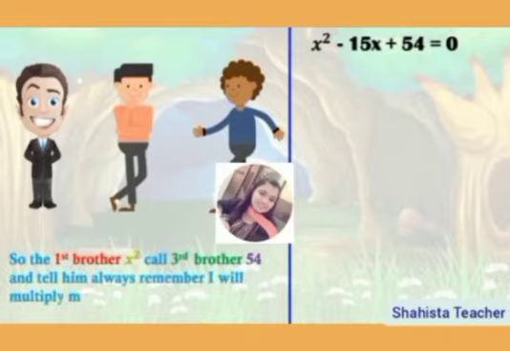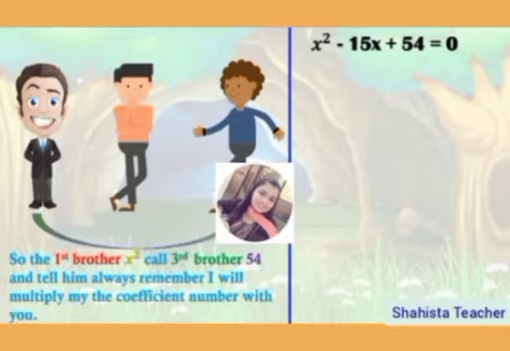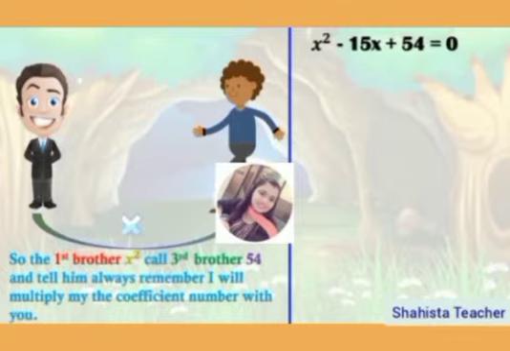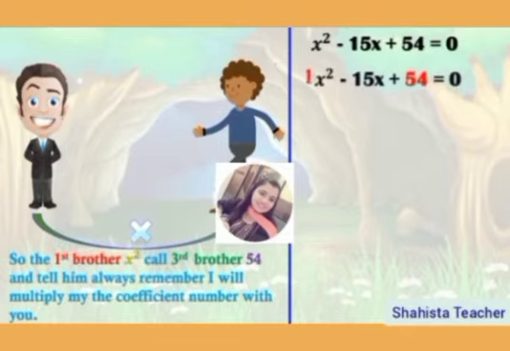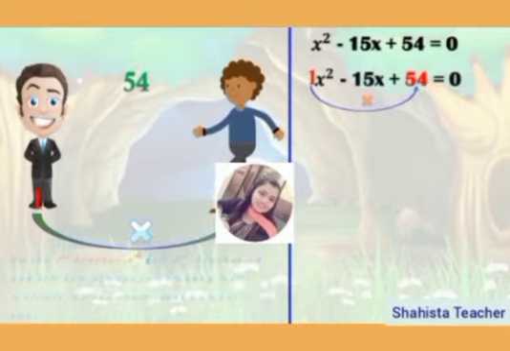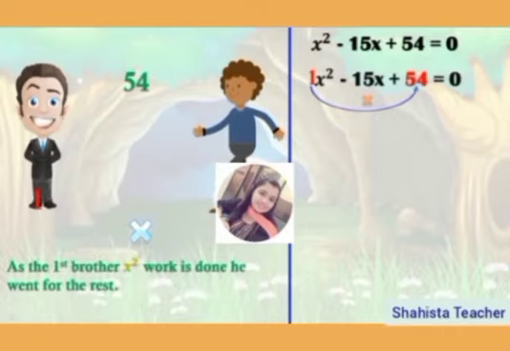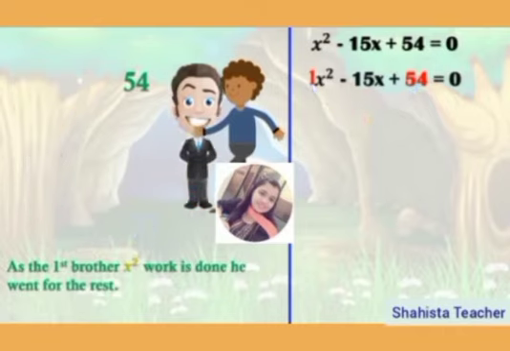by coefficient. So what does coefficient mean? Coefficient means number. Here 54 is the number, so 54 is the coefficient. If in x square there is no number, that means there is an invisible 1. So invisible 1 multiplied by 54, 1 into 54 is 54. So the first brother told the third brother I always multiply by the coefficient. As the first brother's x square work is done, he went for rest. You can see in this picture the first brother went for rest.